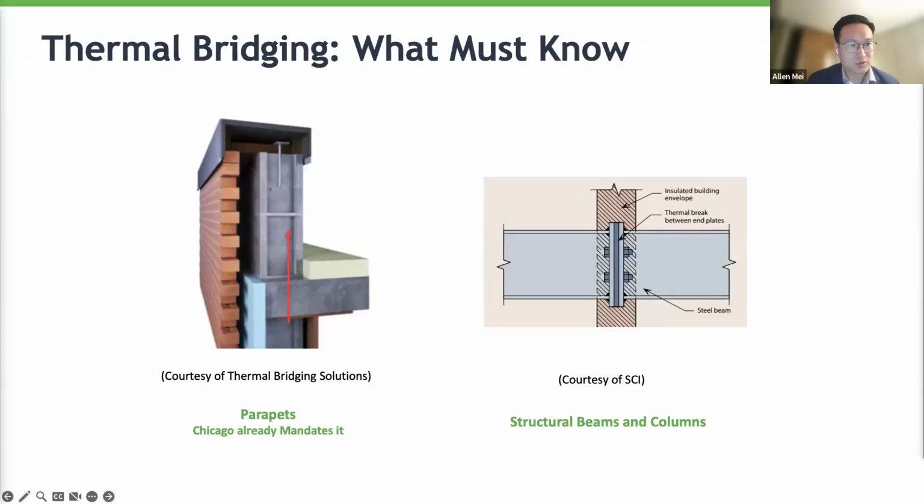And the next one is structural beams and columns. This is called point thermal bridging. Basically, if you have beams and columns penetrating your thermal envelope, that is recommended to be addressed. And you should talk to your structural engineer.